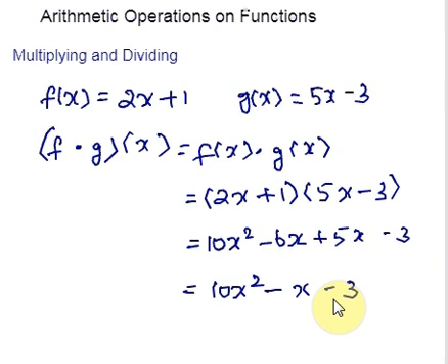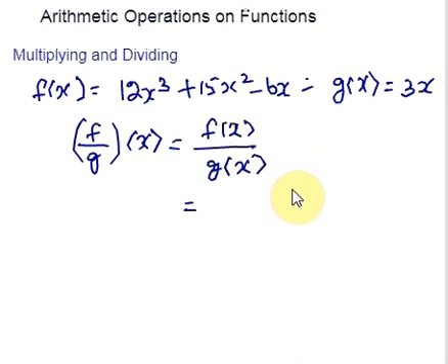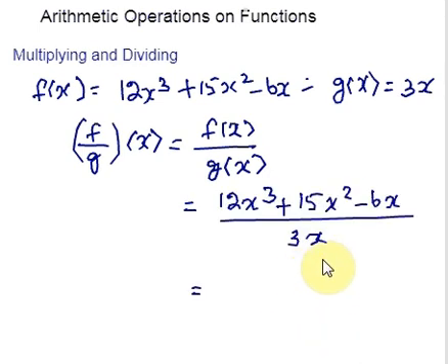Here is an example. We have two functions, f of x and g of x. F of x is 12x cubed plus 15x squared minus 6x and g of x is 3x. We have to find f over g of x, which is nothing but f of x over g of x. To find the quotient f divided by g, substitute the polynomials in for f of x and g of x, and then we have to divide. Here x is not equal to 0, because if x is equal to 0, the denominator g of x would become 0 and the fraction will become undefined. So you have to set x not equal to 0 here.